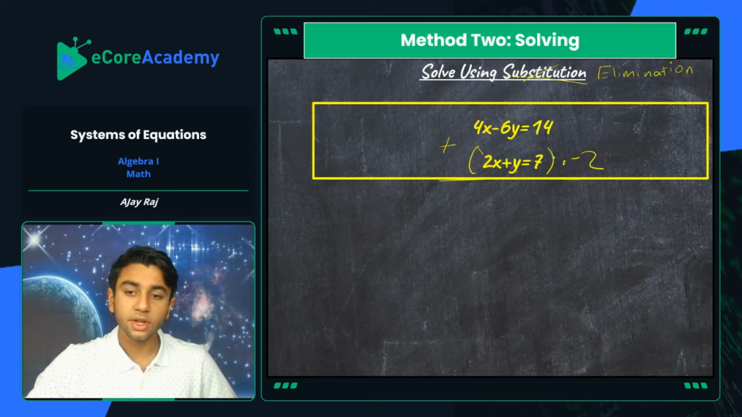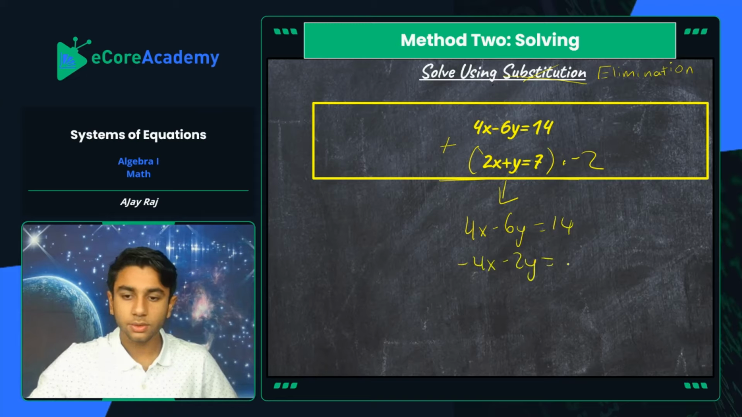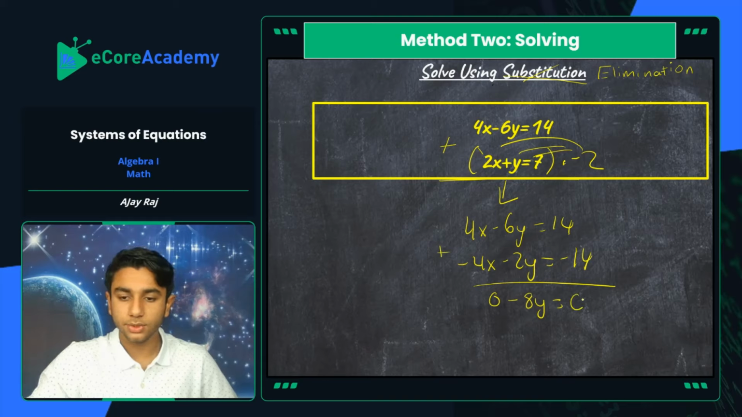So when we multiply that together, negative 2 times 2x is negative 4x. We add that to 4x, that's going to cancel out. So we'll simplify this here first. So 4x minus 6y equals 14, plus negative 4x minus 2y equals negative 14, because I'm just multiplying this negative 2 out to each and every single one of these terms here. So once I've done that, I'm just going to cancel out our x's here. So 4x minus 4x is going to be 0. Then negative 6y minus 2y is going to be negative 8y. And then if we add together our 14s, that's just going to equal 0. So we're left with negative 8y equals 0.